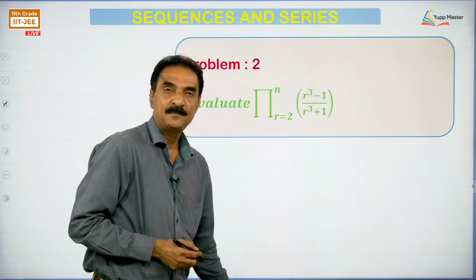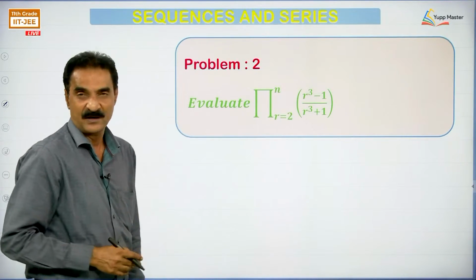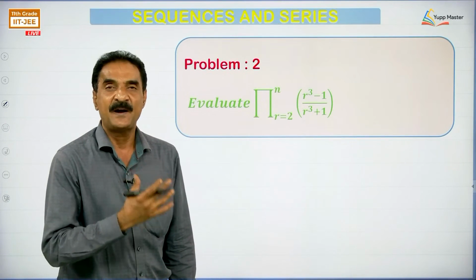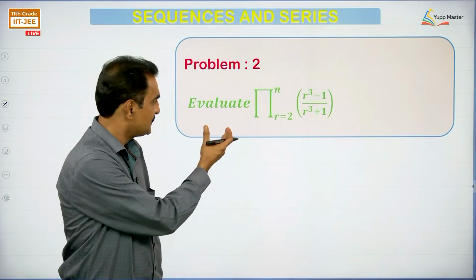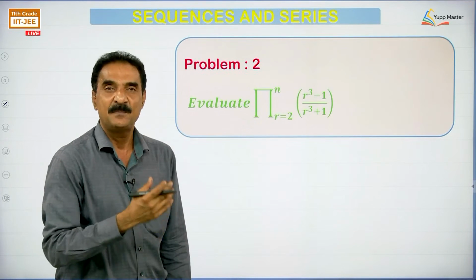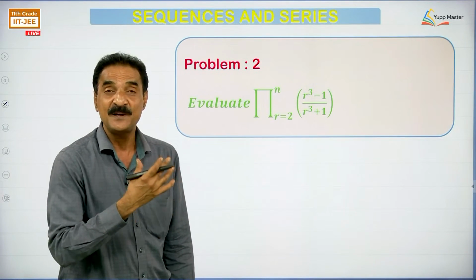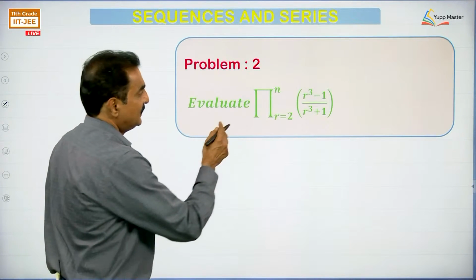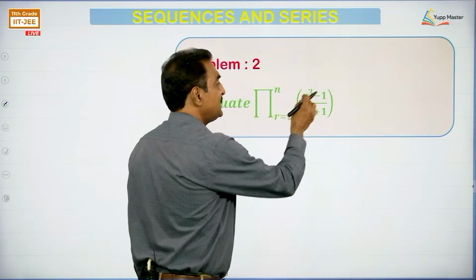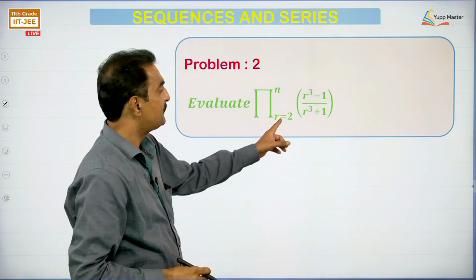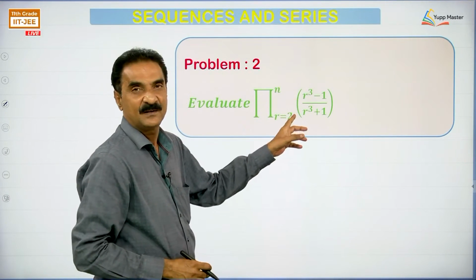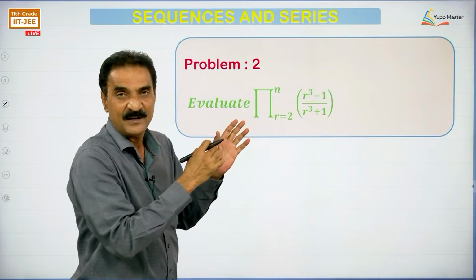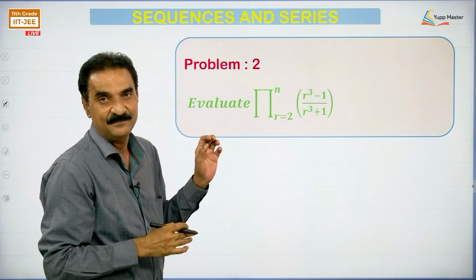Again, this is a problem on finding the product. Already in the previous class we have discussed that we can find the product of some terms only by expressing it as a telescoping product. What is a telescoping product? First, if you directly substitute the values of r from 2 to n, the numerator and denominator should cancel diagonally.